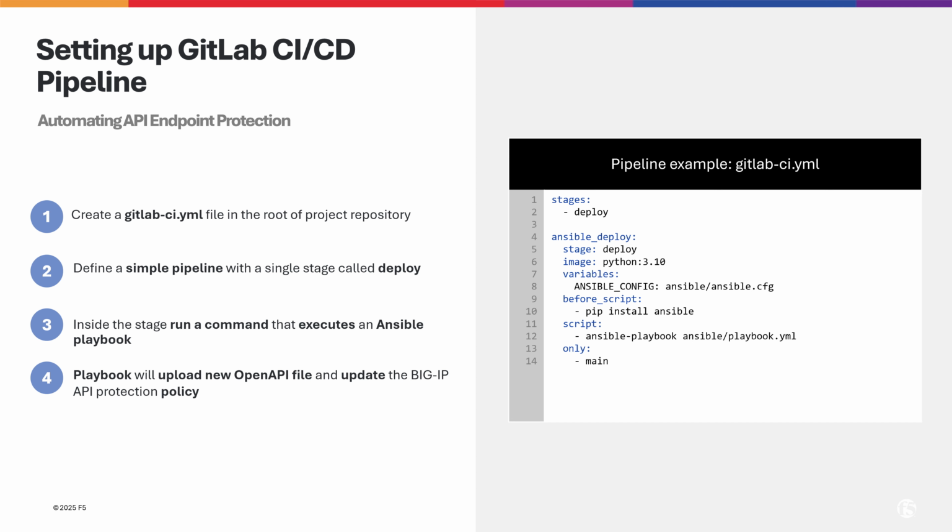It uses an inventory file and passes extra variables for authentication. The job triggers only when changes are pushed to the main branch. Make sure GitLab Runner has access to your BigIP instance and necessary credentials are set up properly. With this setup, every time a developer updates the API and pushes to the main branch, GitLab automatically updates BigIP without any manual action. This ensures that API security policies always match the application.